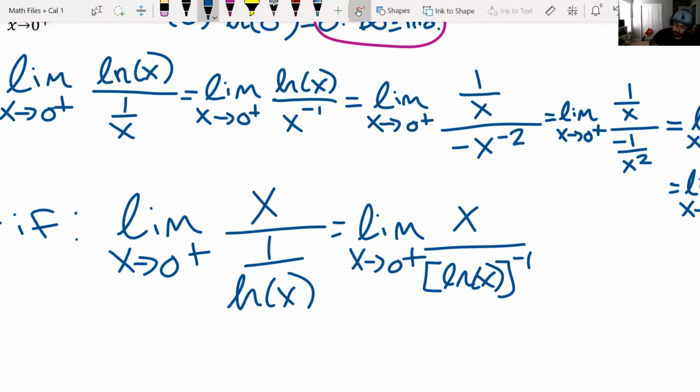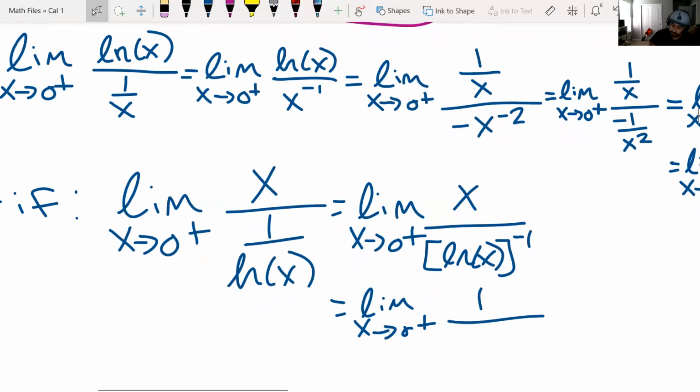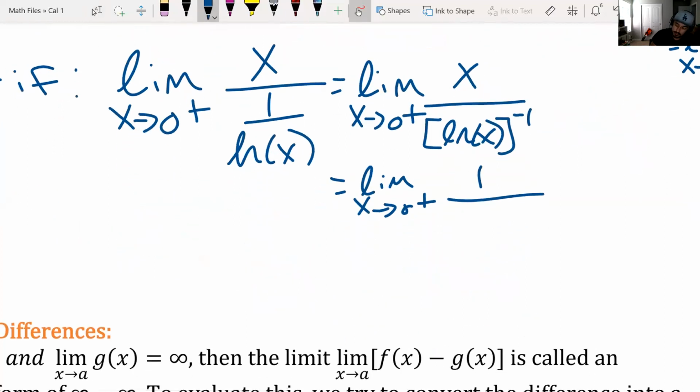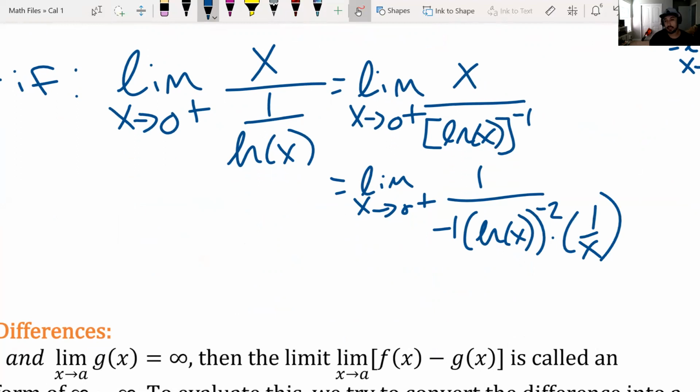And then, if you applied L'Hopital's to this, sure, the numerator is great. That's 1. This down here becomes negative 1 times the natural log of x to the negative 2 times the derivative of the inside, 1 over x, which means we should probably just stop. So if you're coming across something as ugly as that, rethink how you rewrote the product as a quotient.